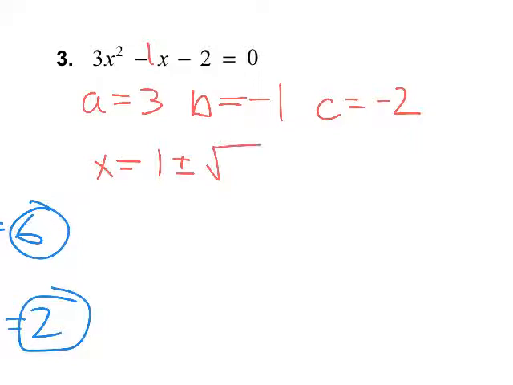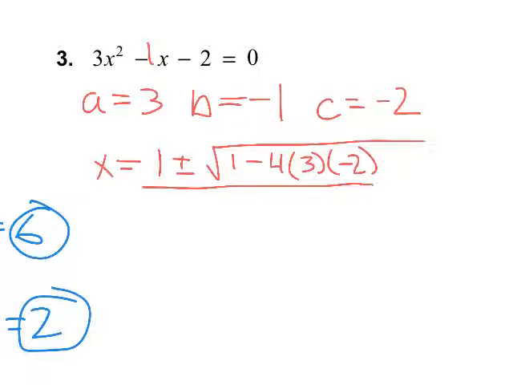Plus or minus the square root of b squared, so 1 squared is still 1, minus 4 times a, which is 3, times c, which is negative 2, and all of that over 2 times a, so 2 times 3 is 6. So now let's go ahead and work out our square root.